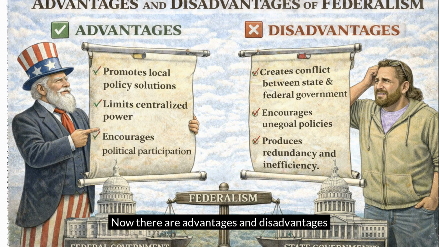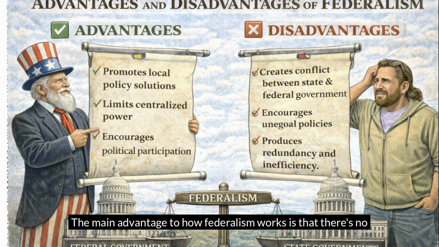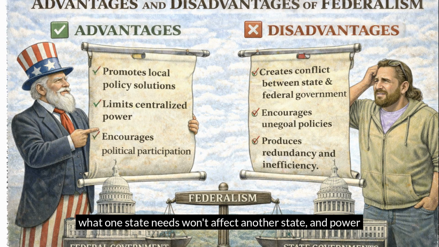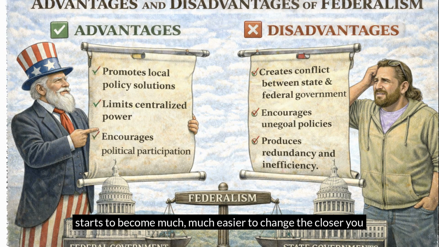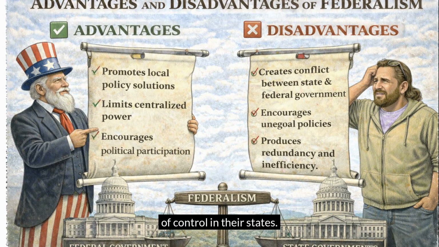Now, there are advantages and disadvantages to the way that federalism works. The main advantage to how federalism works is that there's no overlap in policy. What one state needs won't affect another state. And power starts to become much, much easier to change the closer you get to home. And states, through this, maintain the overwhelming majority of control in their states.